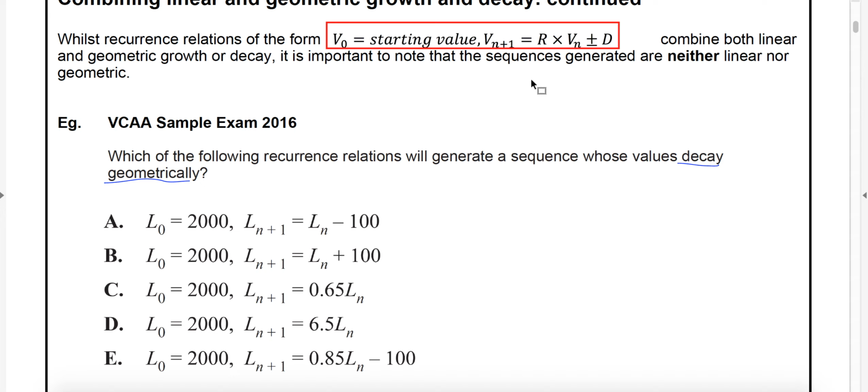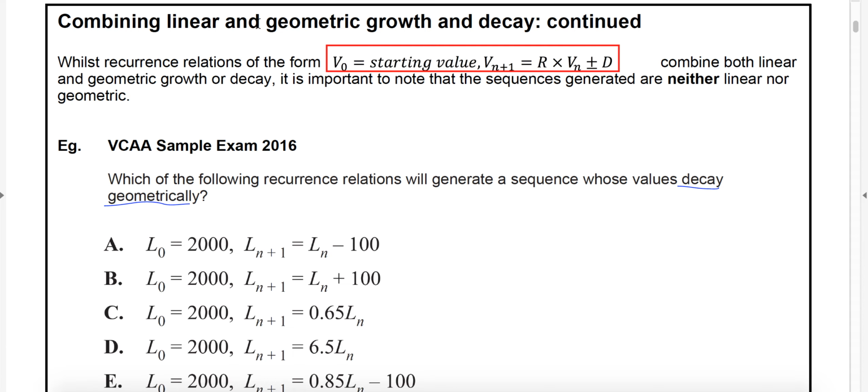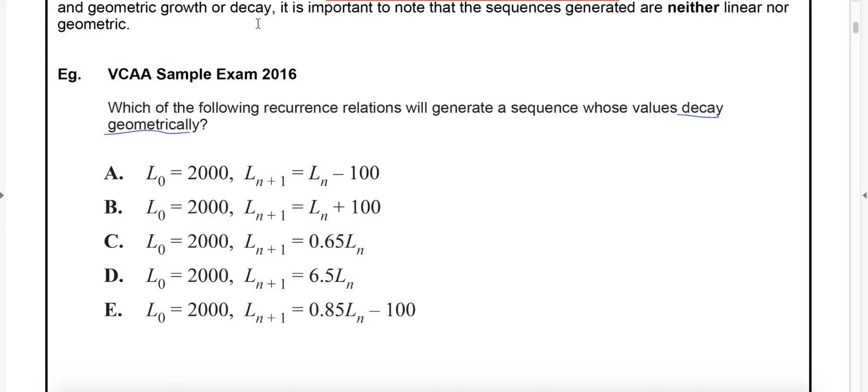We're not going to find there be a common ratio, so it's not geometric, and we're not going to find there be a common difference either, so it's not going to be classified as linear. I just wanted to mention that because often when we're saying combining the two, there's this idea that, well, it is linear and it also is geometric, but it's not when you create the sequence. I'll show you what I mean.